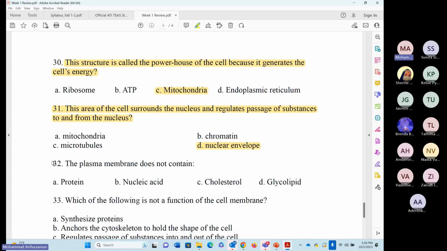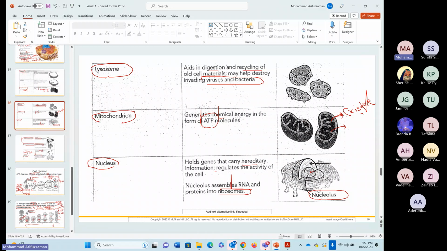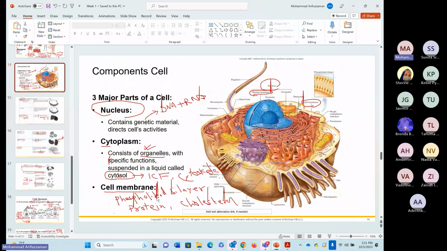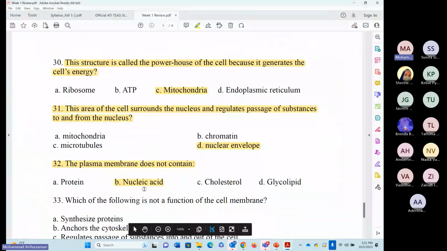The plasma membrane does not contain: cholesterol or nucleic acid? Nucleic acid. The plasma membrane contains cholesterol. I think I explained this. Let me show. The plasma membrane contains phospholipid bilayer, protein, cholesterol, glycolipids. The nucleic acid is present within the nucleus. You can see the nucleus contains the DNA and RNA. So the correct answer is nucleic acid.